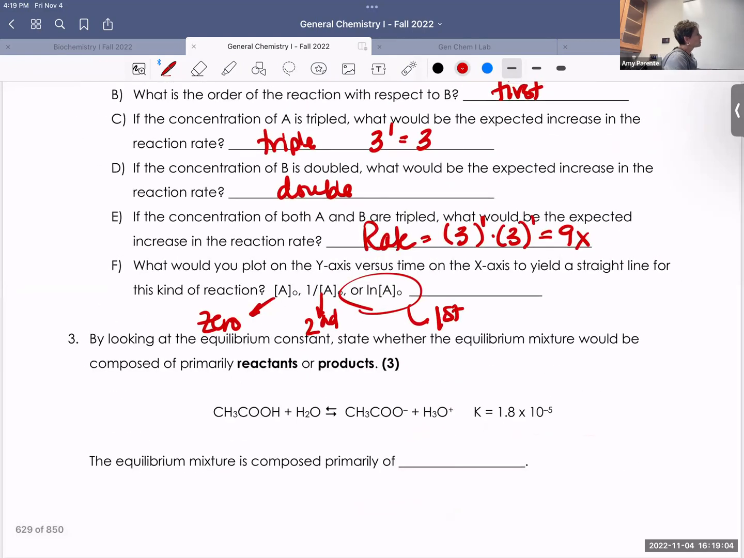Here's a question about equilibrium constants. By looking at the equilibrium constant, state whether the equilibrium mixture would be composed of primarily reactants or products. And how do you know that? Very good. So that's because that's a small number.